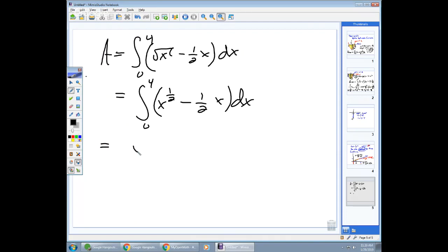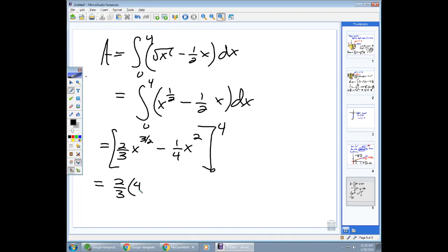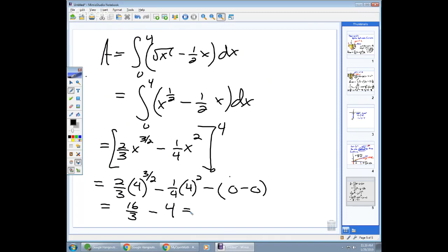So add 1, that gives me x to the 3/2 multiplied by 2/3. And then x squared over 2, so that's going to be a 1/4 x squared. Square root of 4 is 2. 2 cubed is 8. So this part is, I believe, 16/3. 4 squared is 16, divided by 4 is 4. 4 would be 12/3. So I think I get an answer of 4/3, or 1 and 1/3 if you like mixed numbers.